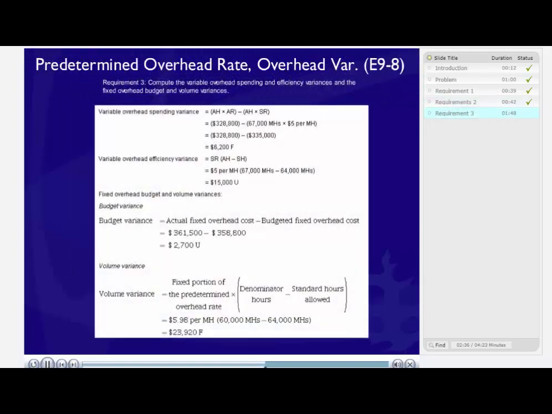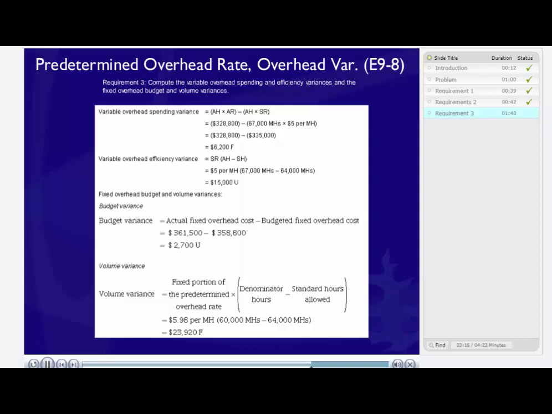Next, on requirement 3, we're asked to compute the variable overhead spending and efficiency variances and the fixed overhead budget and volume variances. And the image that you see on the screen now is the solution to requirement 3. Now, I'm limited by screen real estate, so I can't show the information of where these numbers come from. So I would encourage you to navigate back to slide 2, where you can see the information on the screen, and then jump between slide 2 and this one, slide 5, to see how the calculations work.